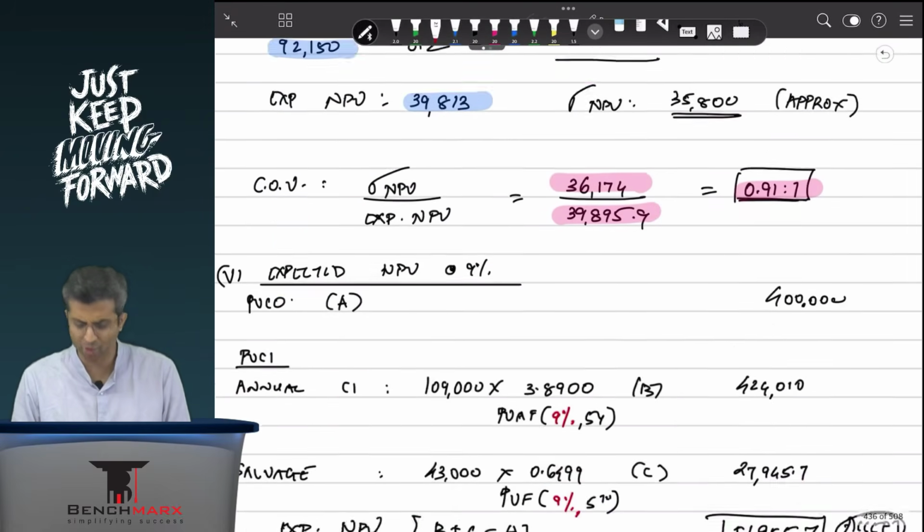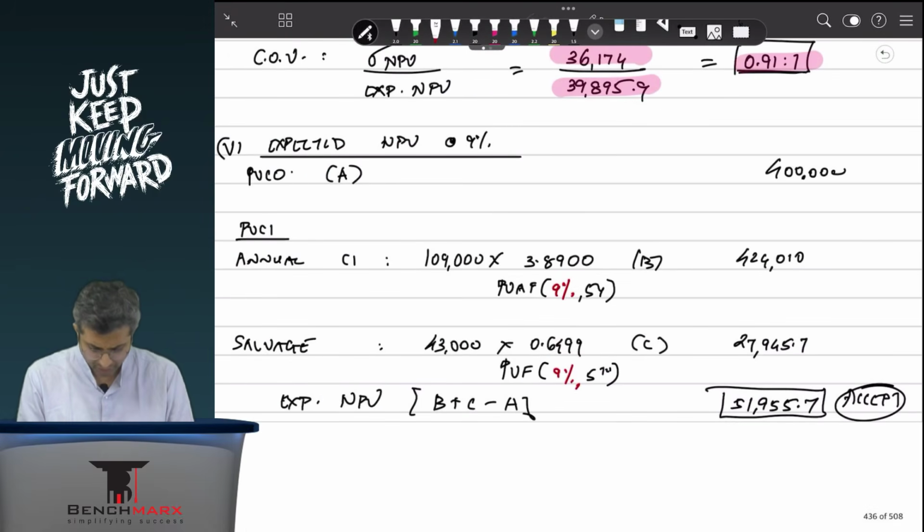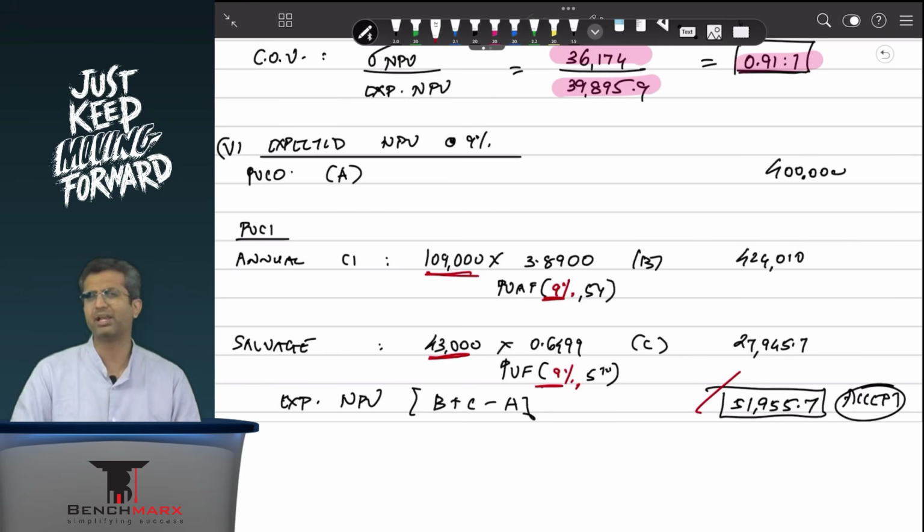Decision making is based on expected cash flows. So 1,09,000 discounted at the rate of 9%, expected salvage value discounted at 9%, and you find a positive NPV, and hence the project should be accepted. So over here this is a fairly detailed working where you can have practice on the expected NPV calculations, probabilities, coefficient of variations. So it's a fairly good question.